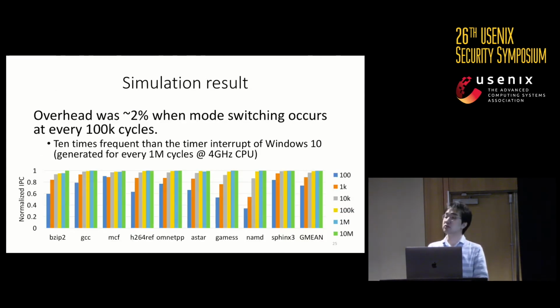The overhead depends on how frequently SGX mode switches will occur. We did a simulation to estimate the overhead of this countermeasure with the SPEC CPU benchmark and confirmed that the overhead is acceptable if the mode switching frequency is not that high. For example, if the SGX mode switching interval is around 100K cycles, the average overhead is around 2%. Since timer interrupts are generated once every 1 million cycles in Windows 10, we believe that SGX mode switching every 100K cycles is frequent enough. So we think that this overhead is acceptable.